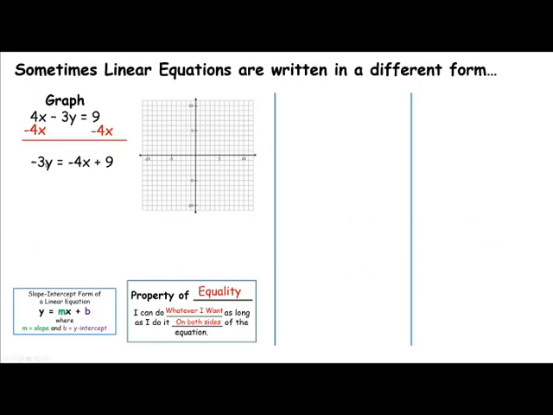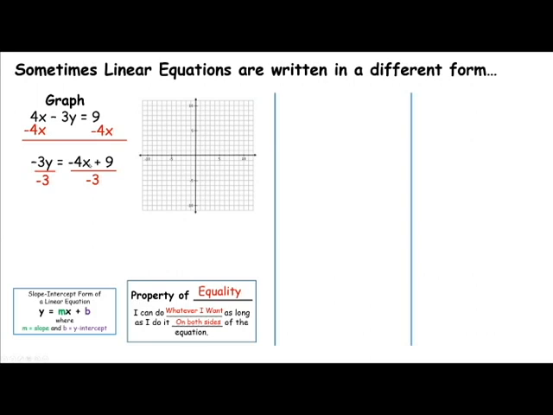I still need to get y by itself, so I need to get rid of this times negative 3. How do we get rid of multiplication? I'm going to divide both sides by negative 3. Remember, negative 3 divided by negative 3 makes a 1. That's going to make this into 1y, or y by itself.